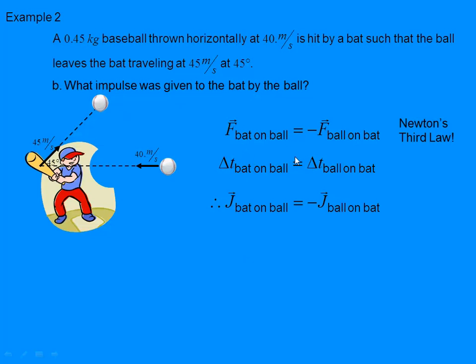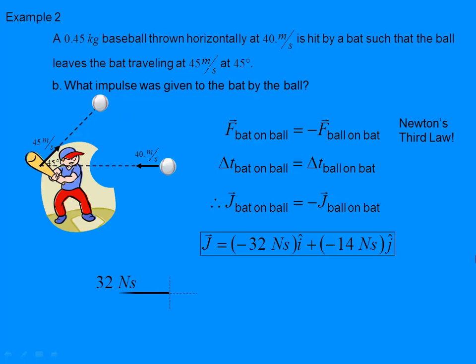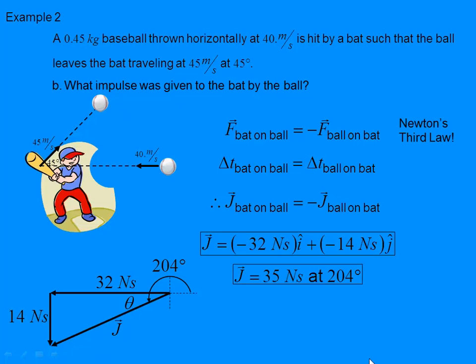Force times time is impulse. So if we multiply both of these, the impulse of the bat on the ball is just equal in size and opposite to the impulse of the ball on the bat. So if we change the components, they were both positive, so we make them both negative. Draw out our new vector diagram, 32 Newton seconds to the left and 14 Newton seconds down, and there is our impulse. This happens to be 204 degrees because it's the opposite. It's the same inverse tangent. So this is the same angle as before, 24 degrees. But now to name it from 0, I have to go around to 204. And we get 35 Newton seconds at 204 degrees.